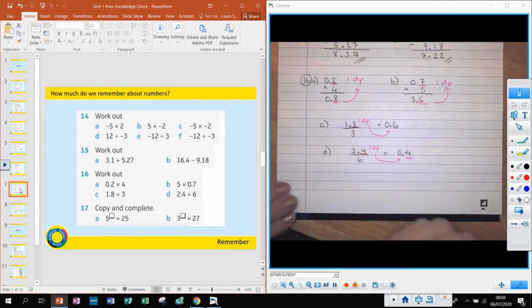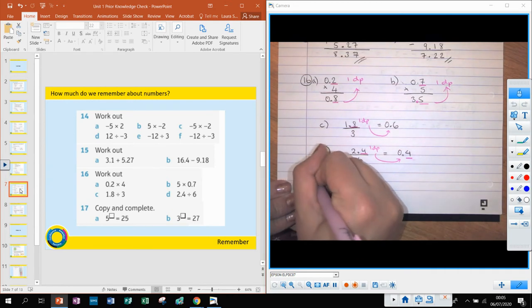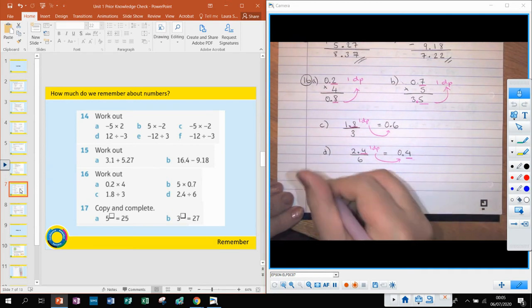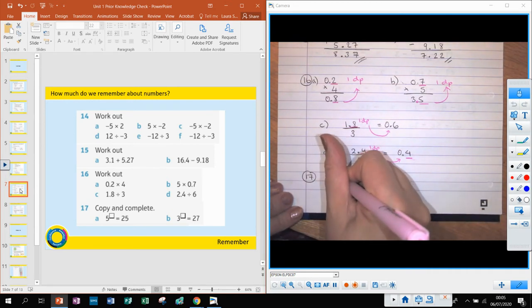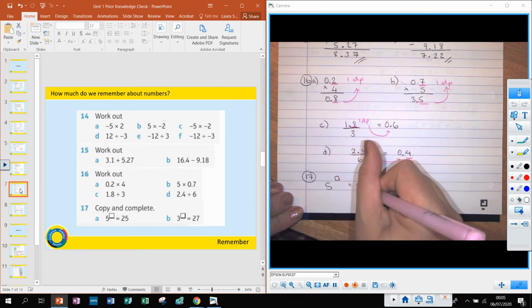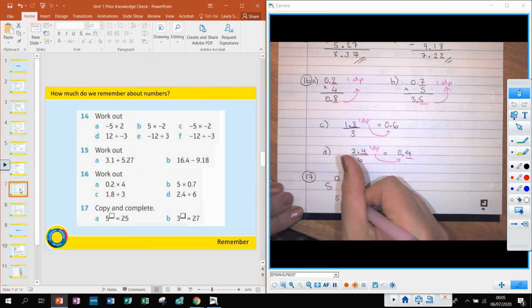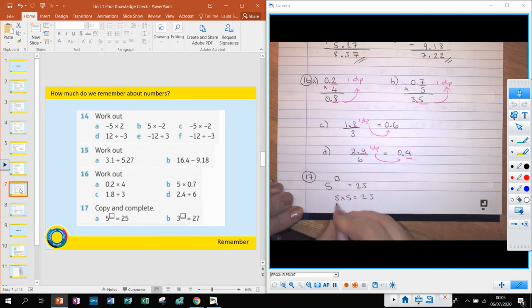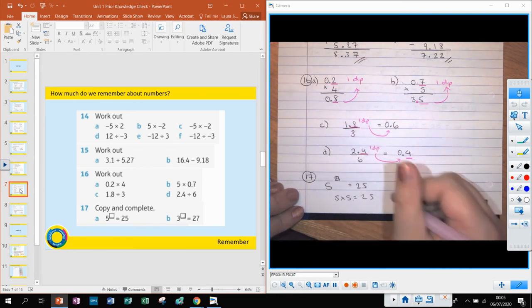Right, so for question 17, what they want us to do is figure out what our power must be. So 5 to the power of something is equal to 25. Well, I know that 5 times 5 equals 25, so that must be 5 squared. So that should have been a 2.